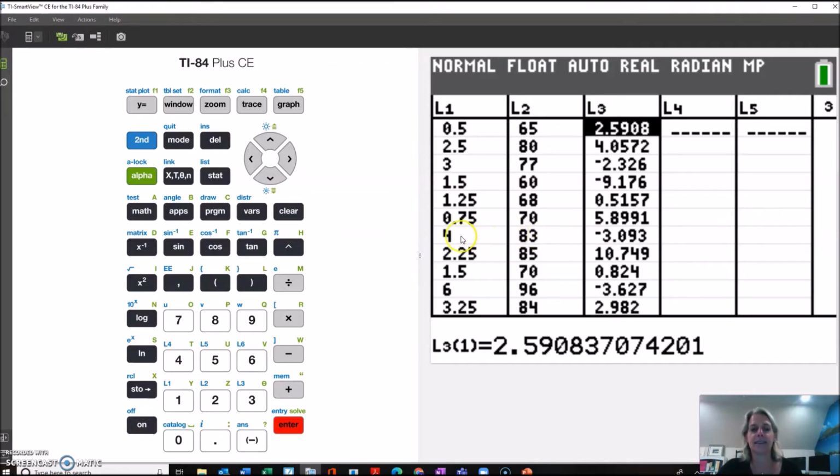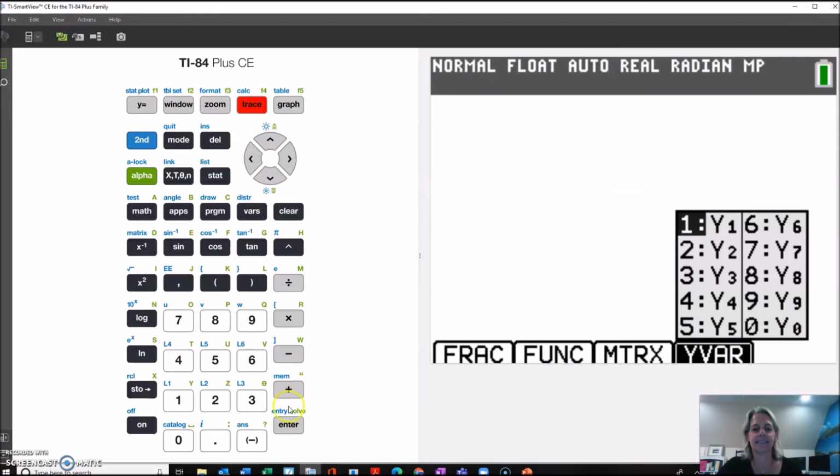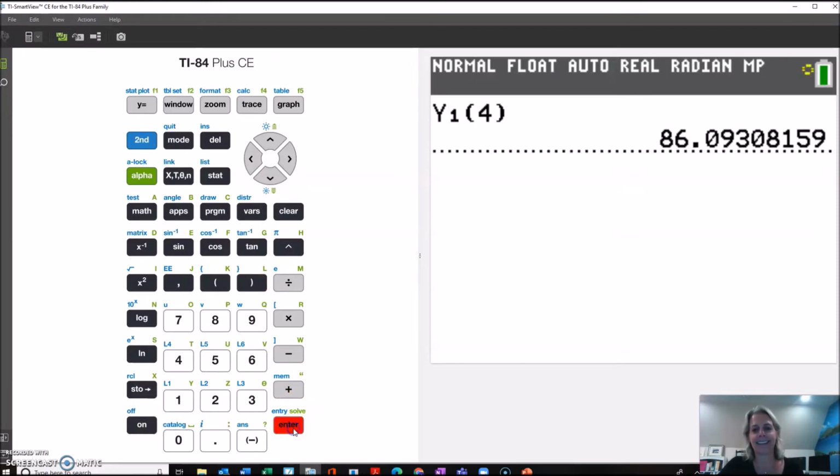Now, if I don't have all the data points, what I would do is go back to my actual equation, and remember I've saved my equation in my y equals, my y1. So another way to do this would be, say, alpha F1, and I'm going to put in the value of 4, which is the x value for Nancy's point, and hit enter.